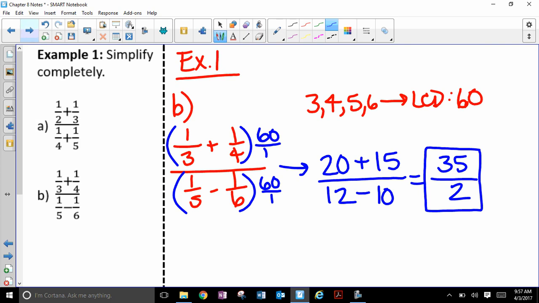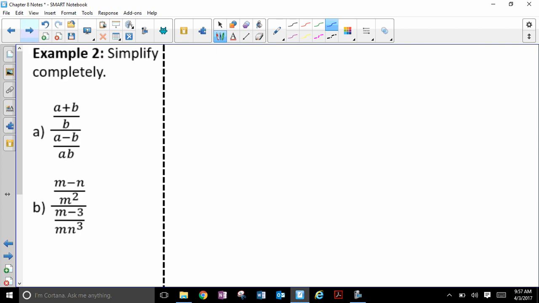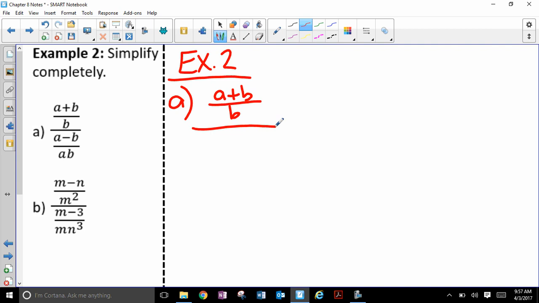Okay? All right, now let's look at a problem that has some variables in it. Doesn't necessarily mean it's harder. This one just means we can't plug this into our calculator to check our answer. So we have a plus b over b as the small fraction on top, all divided by a minus b over ab, which is the small fraction on the bottom.